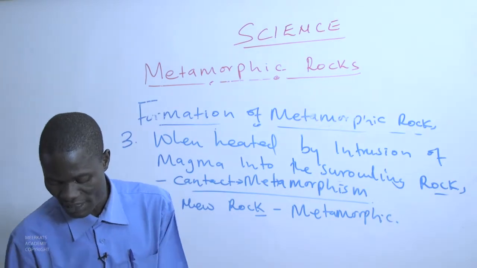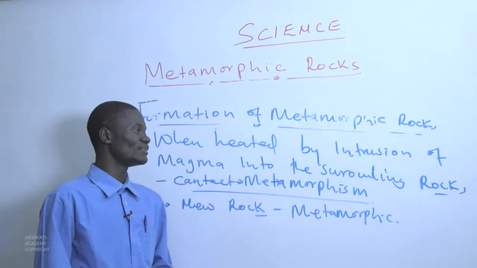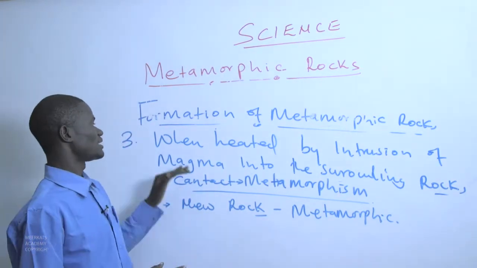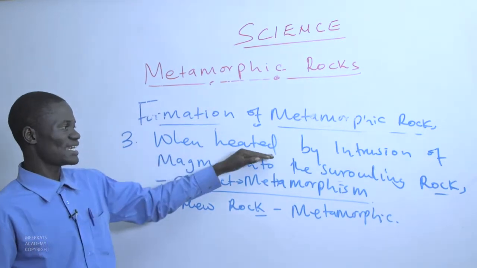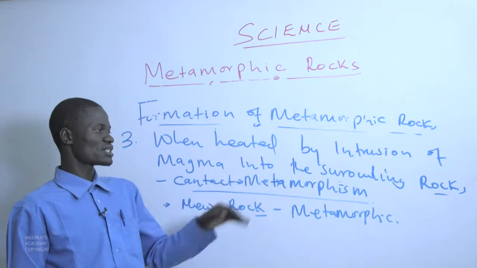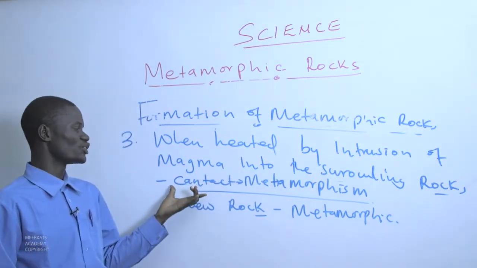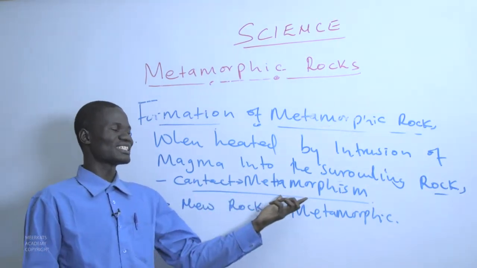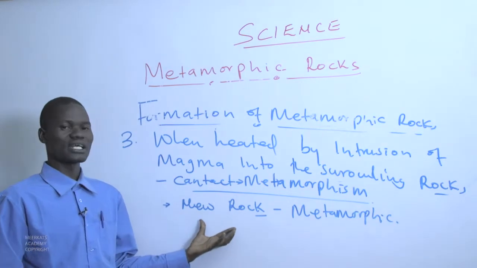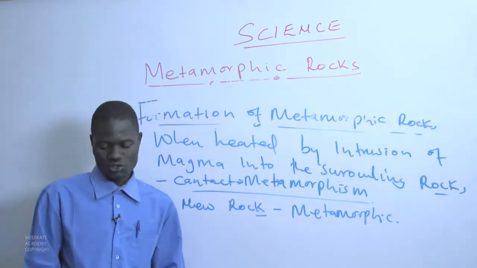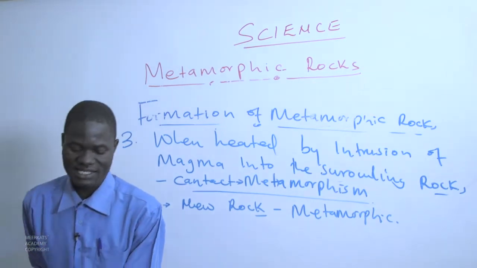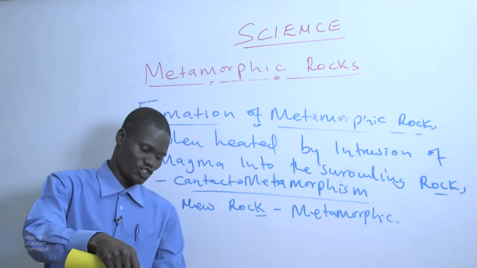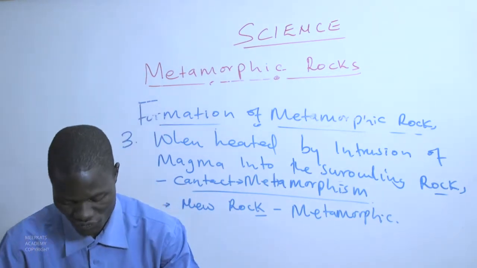That one will require that we look again into the charts so that we are able to consider the third part, when the rocks are heated by intrusion of magma into the surrounding rocks. Those rocks around in the area undergo what we call contact metamorphism, and result in the formation of a new rock that is referred to as metamorphic rock. Let's look into the chart shortly, and then we'll be able to move.